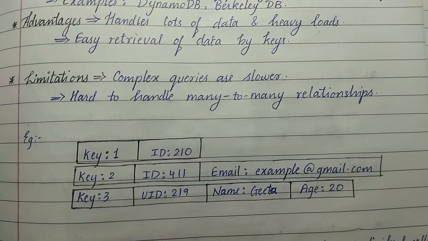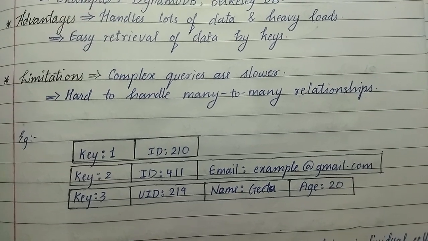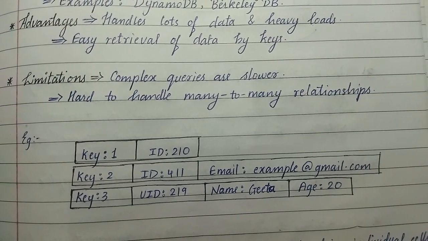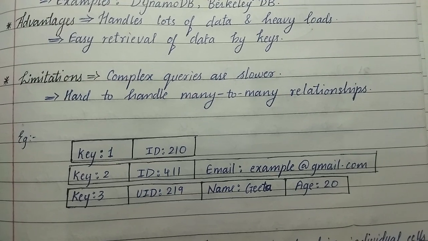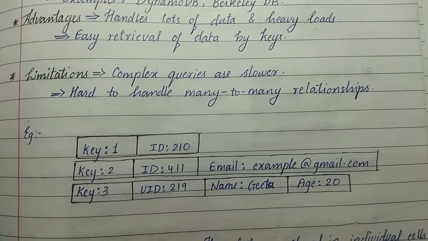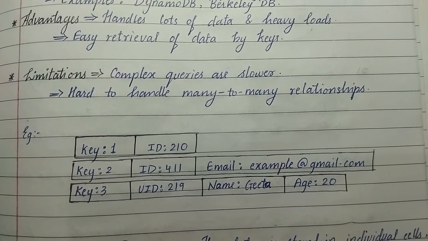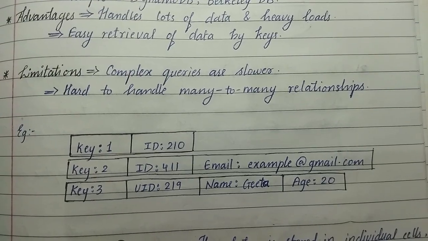And advantages of key value store are handle lots of data and heavy loads, and easy retrieval of data by keys. And limitations are complex queries are slower, hard to handle many to many relationships. And this is the example format that we can see the key value pairs.